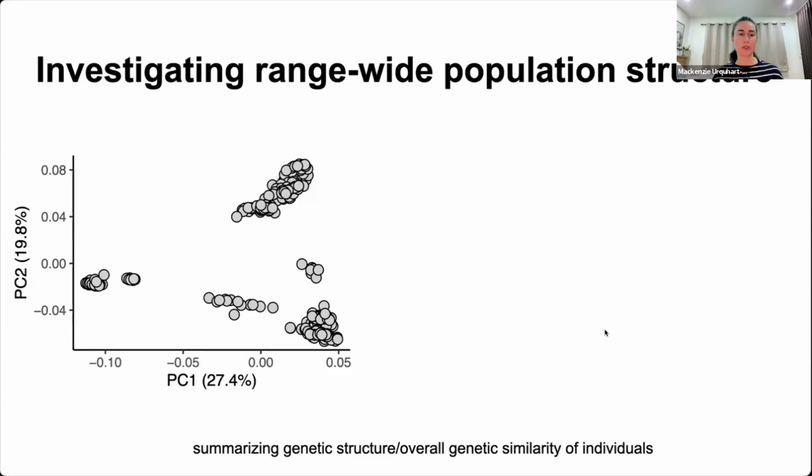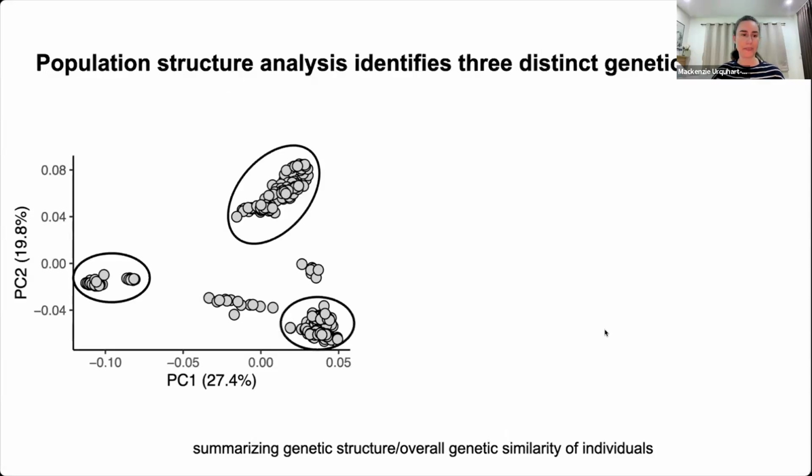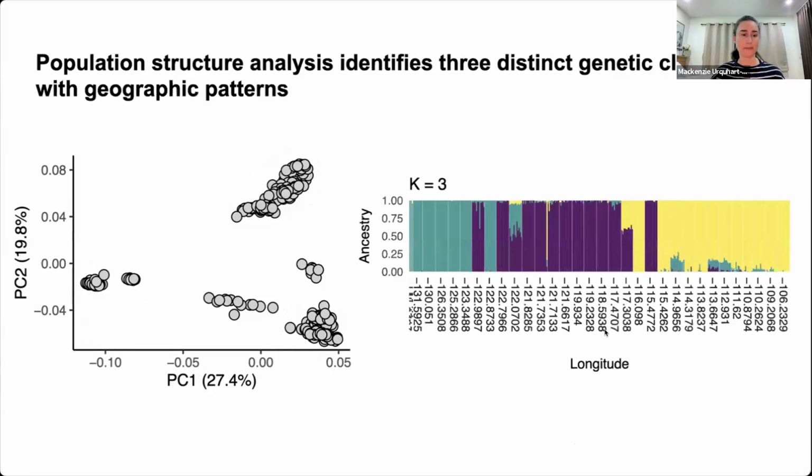Here, this figure shows a principal component analysis depicting the overall genetic similarity of individuals in our data set. Looking at the PC plot, we identified 3 potential distinct genetic clusters with 2 putative hybrid clusters along PC1 and PC2. Given this, we took an ancestral cluster number of 3 and input that into an admixture analysis.